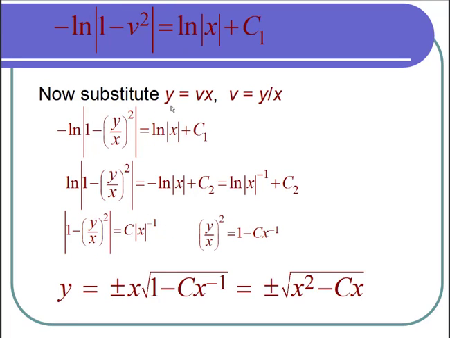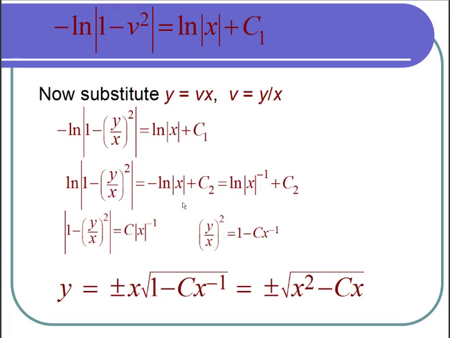Now I'm going to resubstitute. Remember, y was vx, so v is y over x. So where I see a v, I put a y over x, and I get now negative natural log of 1 minus y over x quantity squared equals natural log of x plus c1. So now I multiply left and right by negative 1. If I multiply a constant by negative 1, it's still a constant. Let's just call it c2 for now. And then the negative sign can get pulled up using the rules of logs with the natural log of x to the negative 1, and then still plus c2.